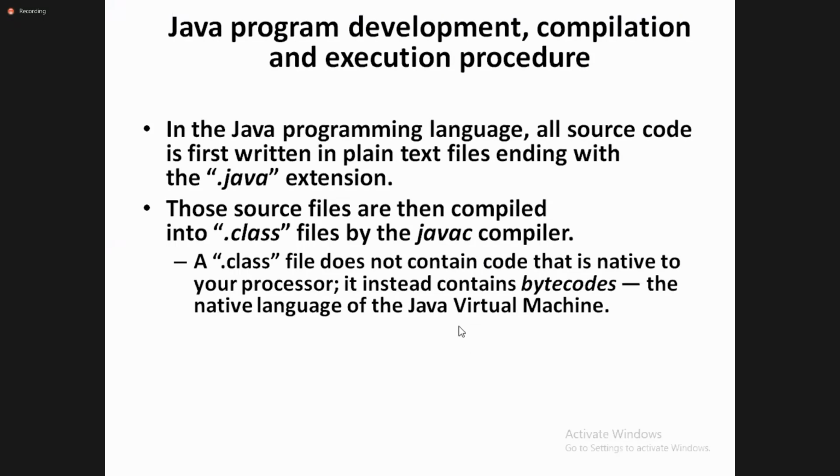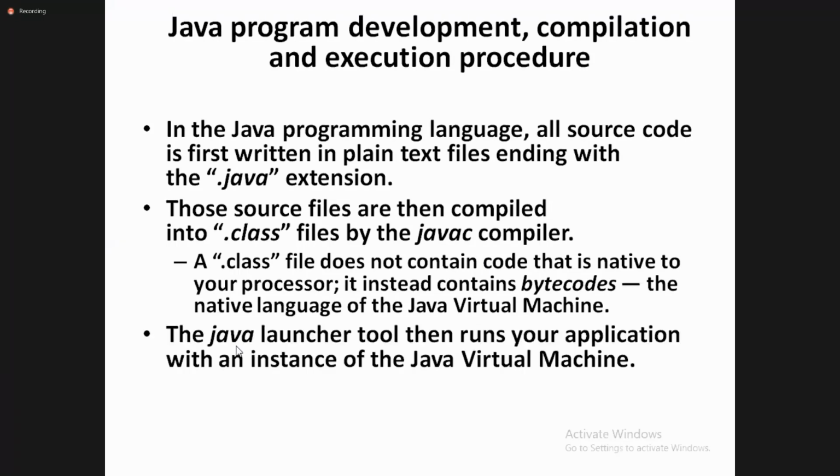Compilation completed. Now come to the execution phase. The Java launcher tool then runs your application with an instance of the Java virtual machine. By using the JVM, your Java bytecode will be executed by converting it for the particular operating system.